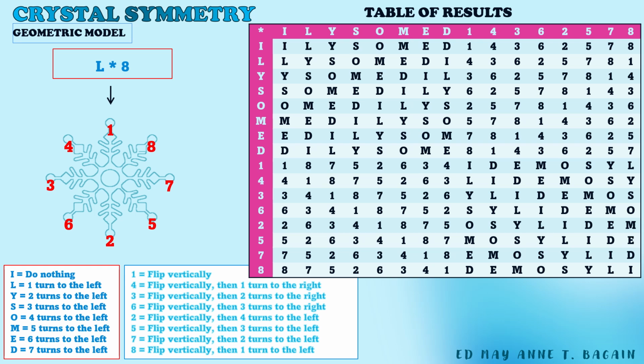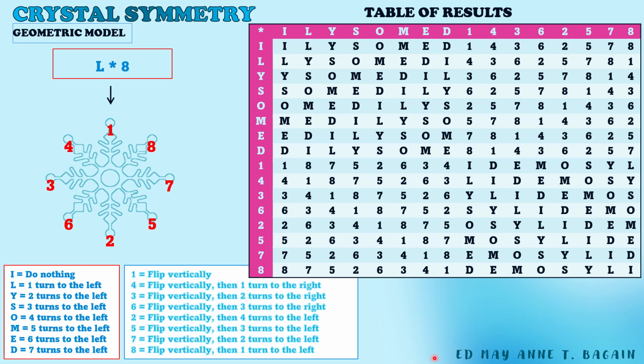And as we can see, that would be the table of result for this one. And that is everything, or all of the results after multiplying each element to another element.